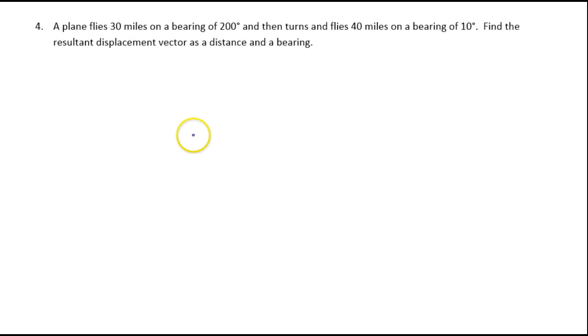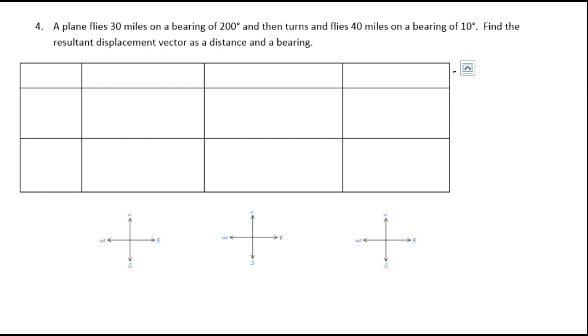Let's go ahead and do one more problem. Now this one is pretty similar to the last one, so I encourage you to pause the video and try to do this problem by yourself. Now as always, the key is going to be organization, so get used to using this chart. A plane flies 30 miles on a bearing of 200 degrees and then turns and flies 40 miles on a bearing of 10 degrees. Find the resultant displacement vector as a distance and bearing.